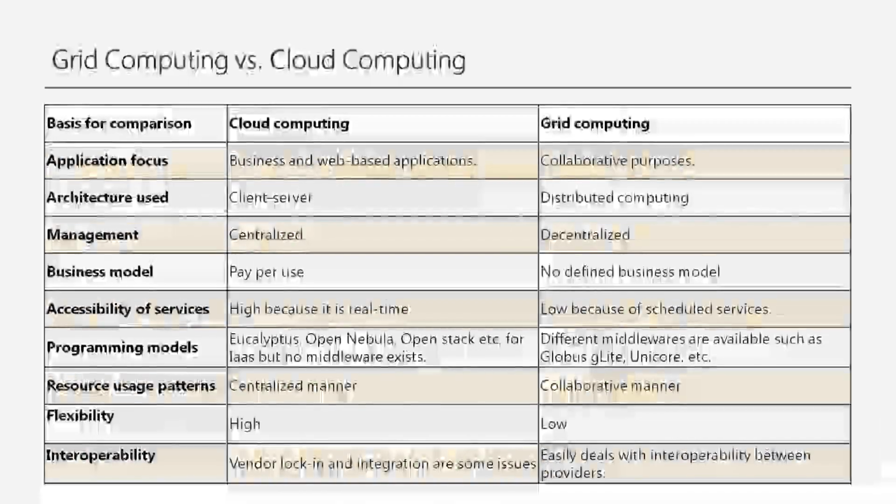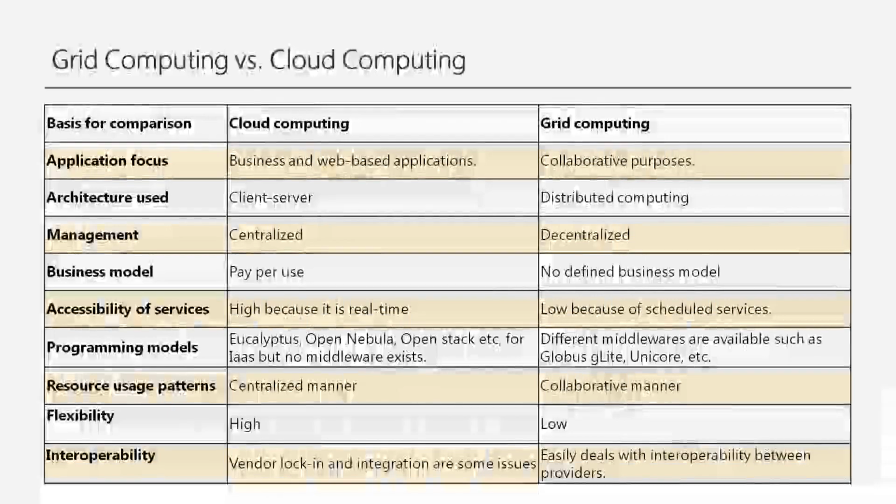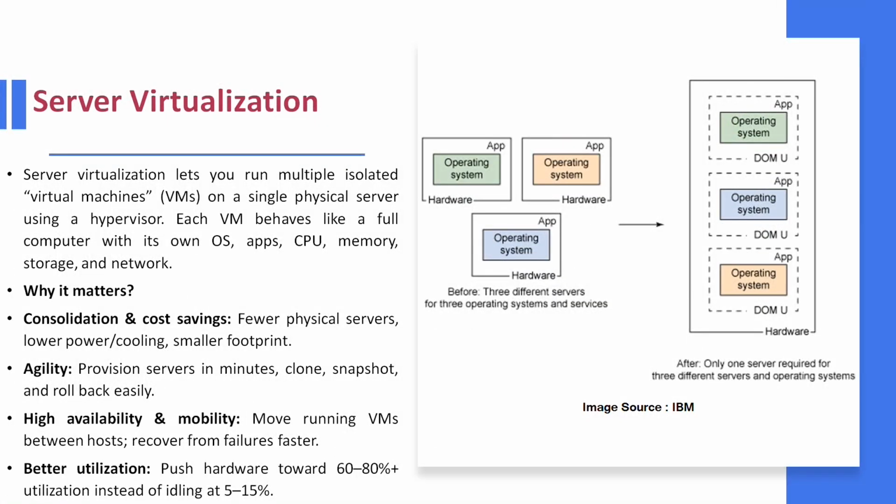Flexibility is high in cloud computing, while in grid computing it is low because it is ultimately distributed computing and you have to depend on those particular resources. Then interoperability: vendor lock-in and integration are some issues in cloud computing, while grid computing deals easily with interoperability between providers, because whatever the requirement is, it is available with the vendor, so you can lock it in and use it according to your requirement, while in grid computing it is always required to find some better option. So this is the basic difference between grid and cloud computing.